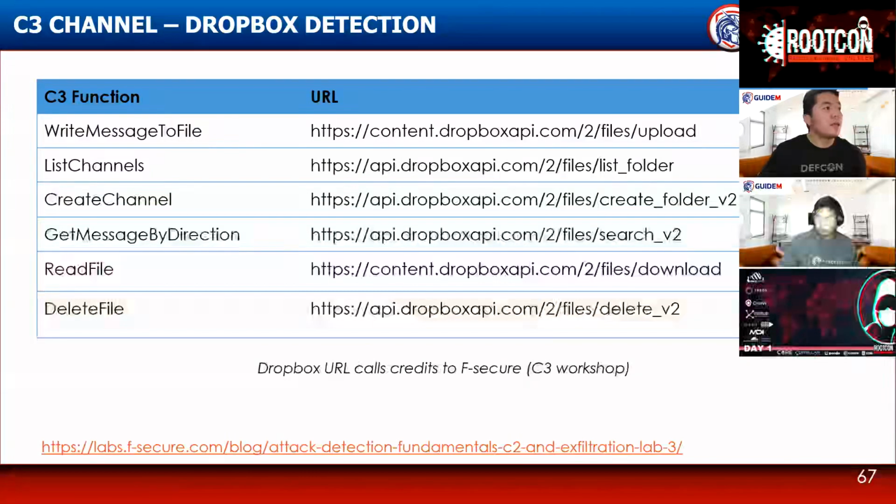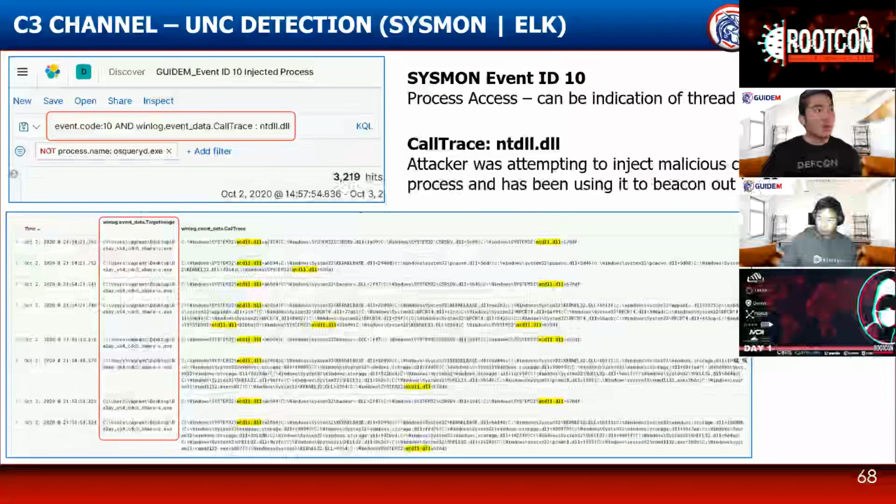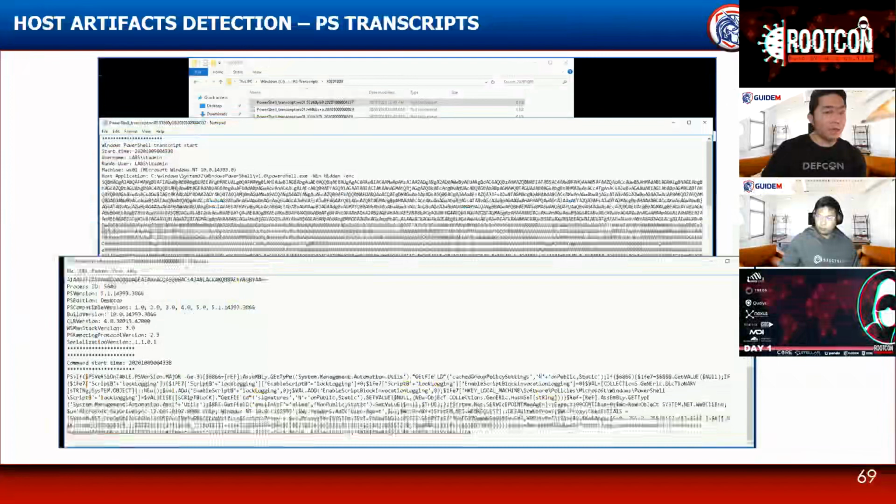Next. So this one is interesting because we've noticed that NTDLL.dll can be a good point of a call trace, which can lead into a process injection. So you can see here that we have the implant as a target image, and then on the call trace it calls up the NTDLL.dll. The NTDLL.dll is more of an interface to the Windows kernel.